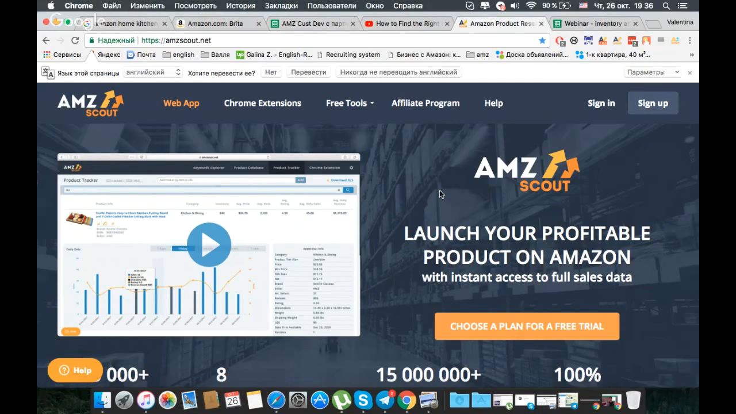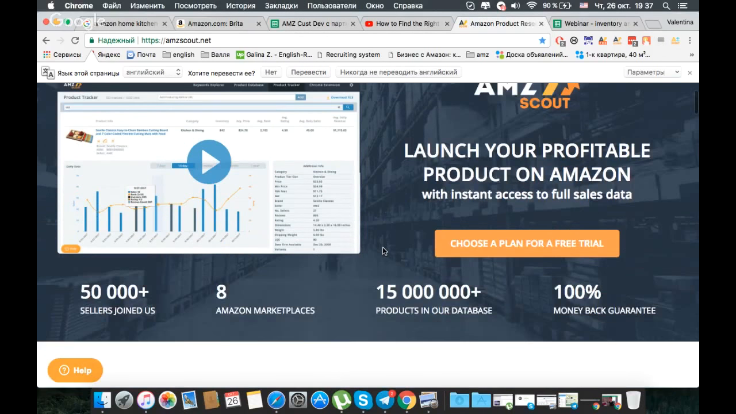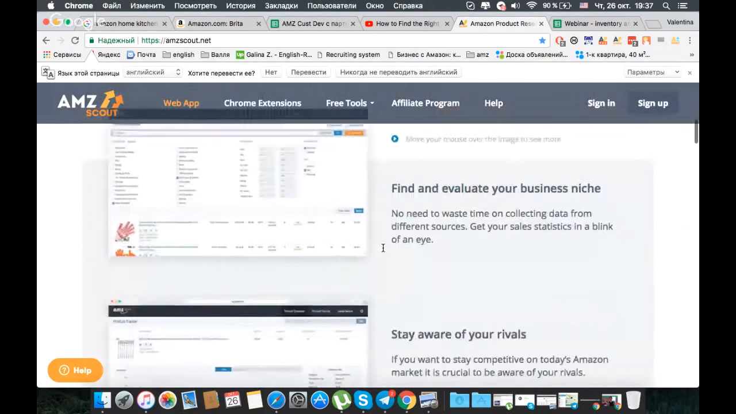It is paid. Do you see my screen, by the way? Yeah, we can see your screen. We have this extension, which is the FBA calculator, and it is free. As for the web app, we have a 7-day trial, so you can actually look at it.